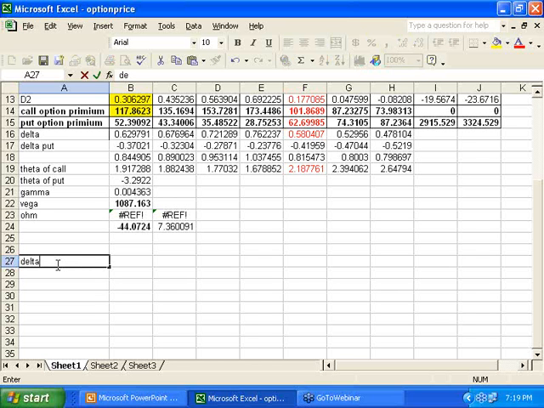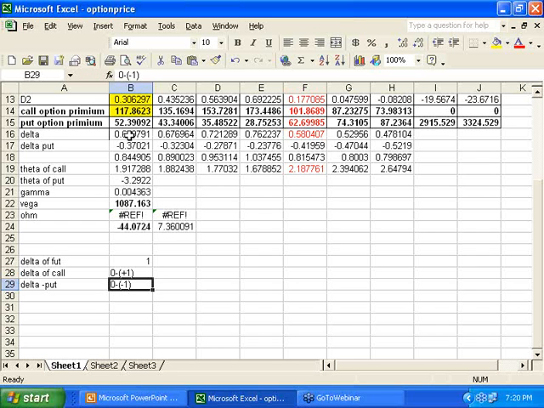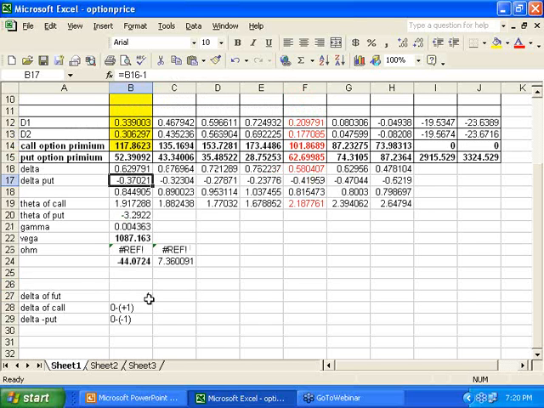The delta of a future contract is always 1. The delta of a call option varies from 0 to 1. And the delta of a put option varies from 0 to minus 1. So this is the variation of the delta of a put option, and 0 to plus 1 is the variation of the delta of a call option. Using these parameters at a particular time, we can get the delta of a call option and put option, and the delta of the future is always 1. Using these parameters, we can form a delta neutral strategy.